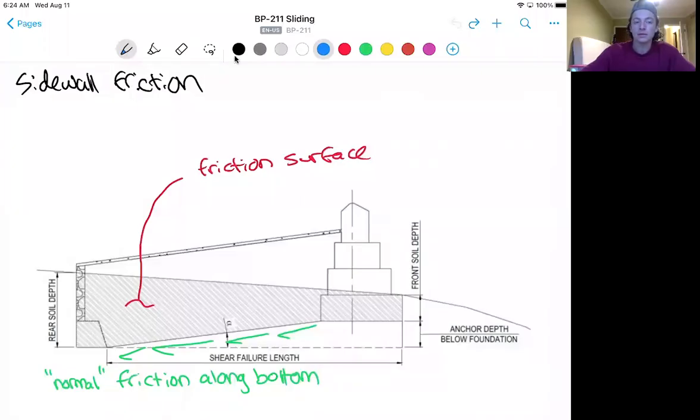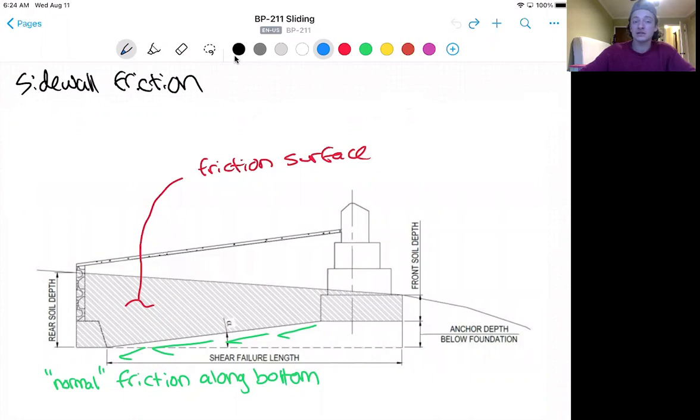In this lecture, we will discuss sidewall friction. Sidewall friction is the inclusion of the friction between the side of the ramp walls and the soil on either side. Note that in all previous calculations, we just consider abutment weight multiplied by coefficient of friction.